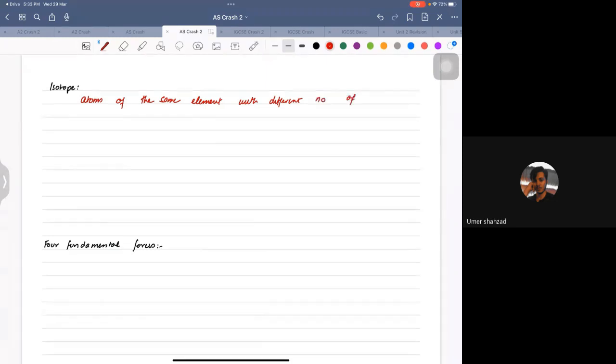Number of neutrons, but same number of protons. Okay. Now, for example, if you look at carbon, the most stable one is carbon 12, 6, but carbon has other isotopes like carbon 13, carbon 14. Carbon 14 is a radioactive isotope. So all of them have the same protons, but a different neutron number. Like it has 7, it has 8. You guys understand this?